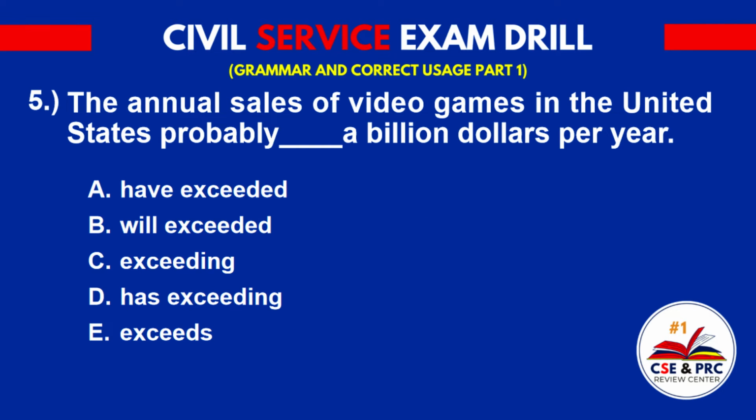Number 5. The annual sales of video games in the United States probably blank $1 billion per year. A. Have exceeded. B. Will exceeded. C. Exceeding. D. Has exceeding. E. Exceeds. The answer is E. Exceed.